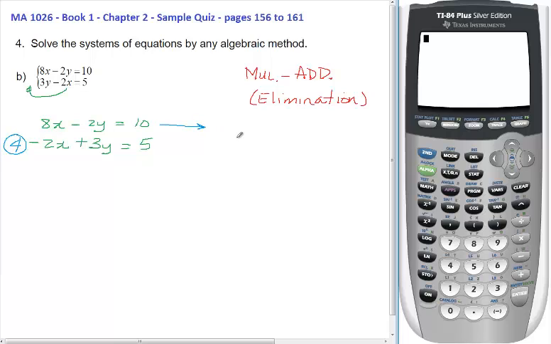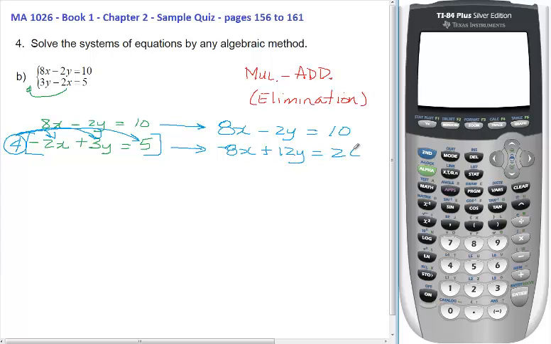Now I'm rewriting both equations. The top equation I'm not changing, so I'm leaving it just like that. However, in the bottom equation, I'm going to multiply everything by 4. I mean everything. If it helps, put a set of brackets around the whole equation. You must multiply every term by 4, otherwise you're going to change the value of the equation. So what does that become now? 4 times negative 2 is negative 8. 4 times positive 3 is positive 12. 4 times 5 equals 20.